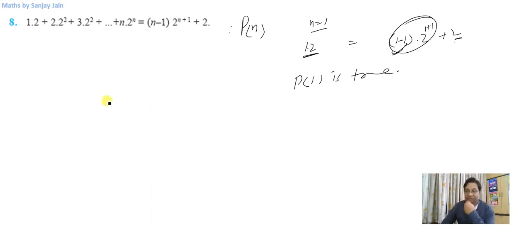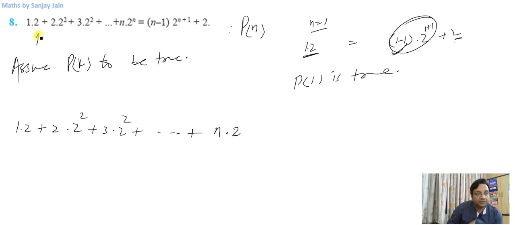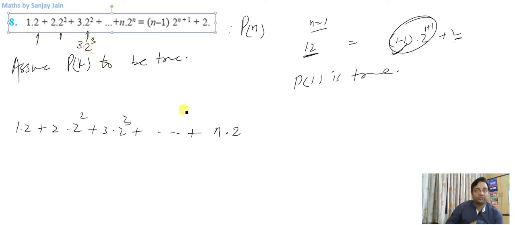Now we will focus on the inductive step. So assuming P of k to be true, I'll get an equation: 1 into 2 plus 2 into 2 squared plus 3 into 2 squared plus ... n into 2 raised to power n. If you see, everywhere it was squared. In the first term it was 1, in the second term it was 2. So in the third term, 3 into, it should have been 2 cubed, right? So there seems to be a misprint here. 3 into 2 cubed should be there. So then I can write n into 2 raised to power n.